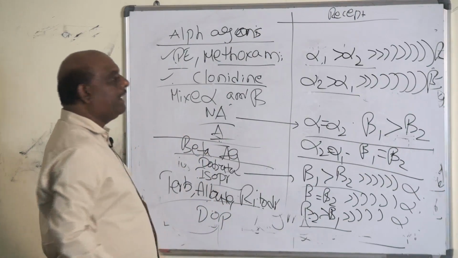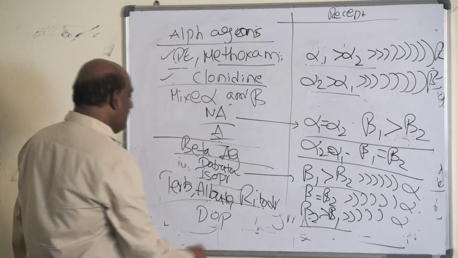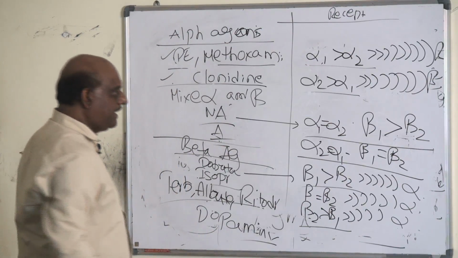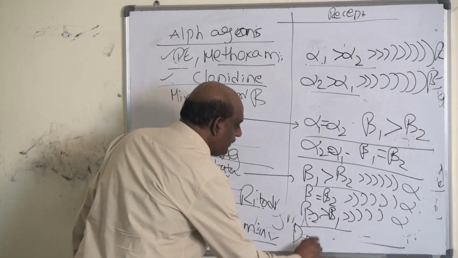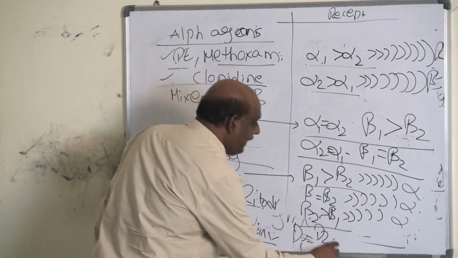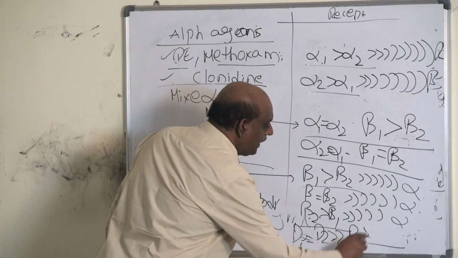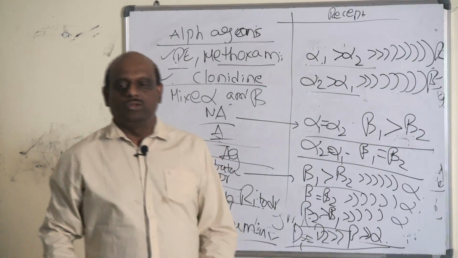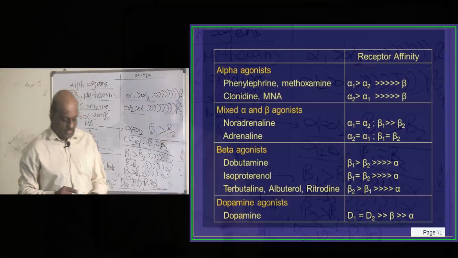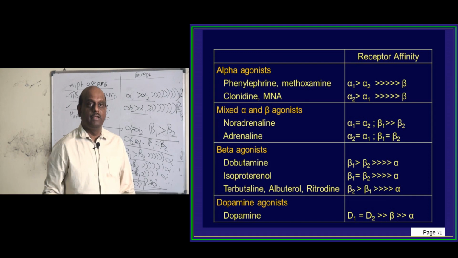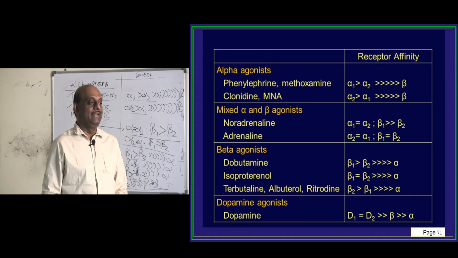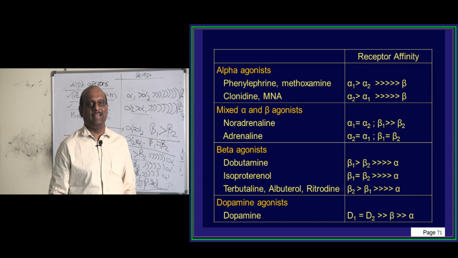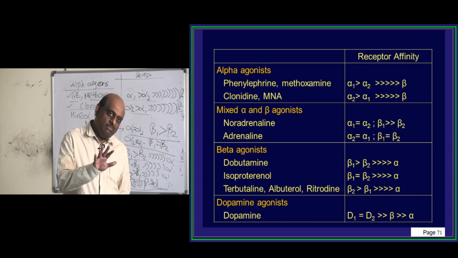Then how about the dopamine agonists? Dopamine agonists are mainly dopamine, only one drug. This is D1 equal to D2, and that is more than beta, which is more than alpha. That is dopamine. So this is one important slide, doctor. You will get the slide in PowerPoint, but read it, remember it, and reproduce it in the exam, because questions will come based on this slide.